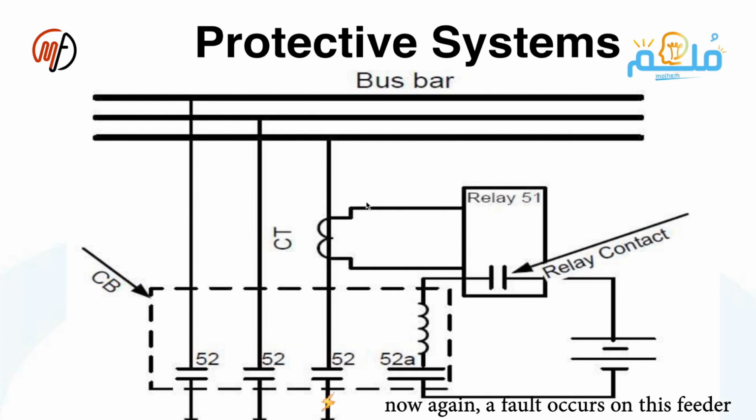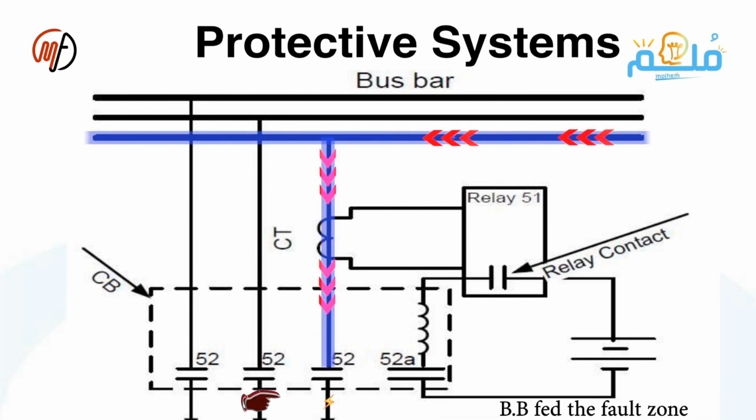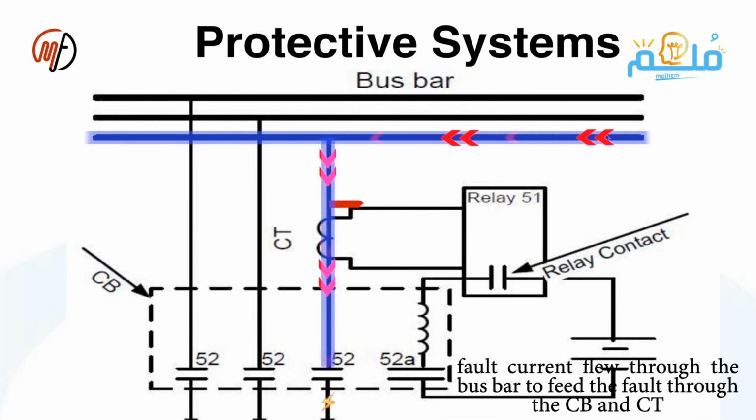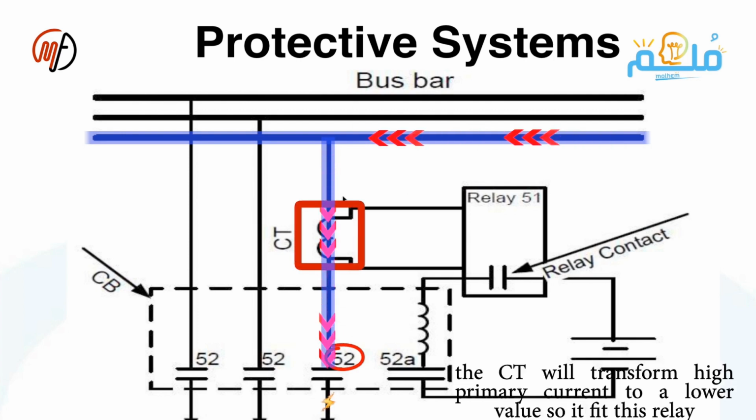A fault occurred. The fault current flowed through the bus bar. The current transformer converts the high current into a smaller value for the relay. The relay compares the CT's value with its setting. If the current exceeds the setting, the relay closes its output contact. When this contact closes, the battery current reaches the circuit breaker's trip coil, opening it.